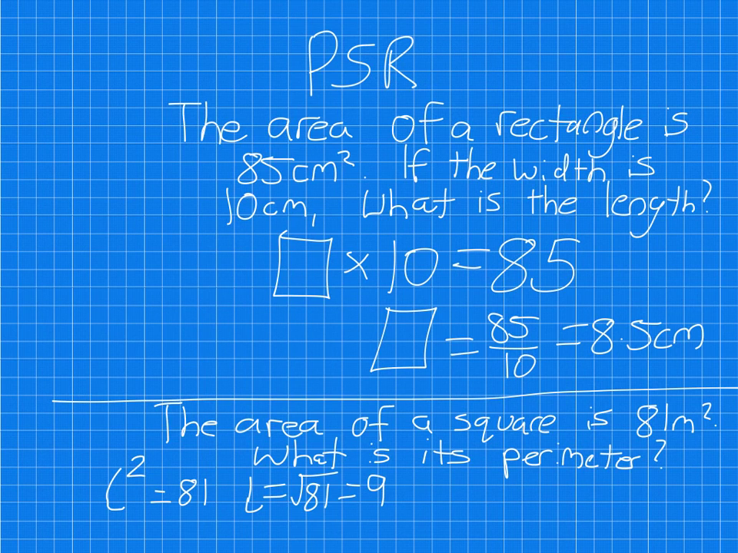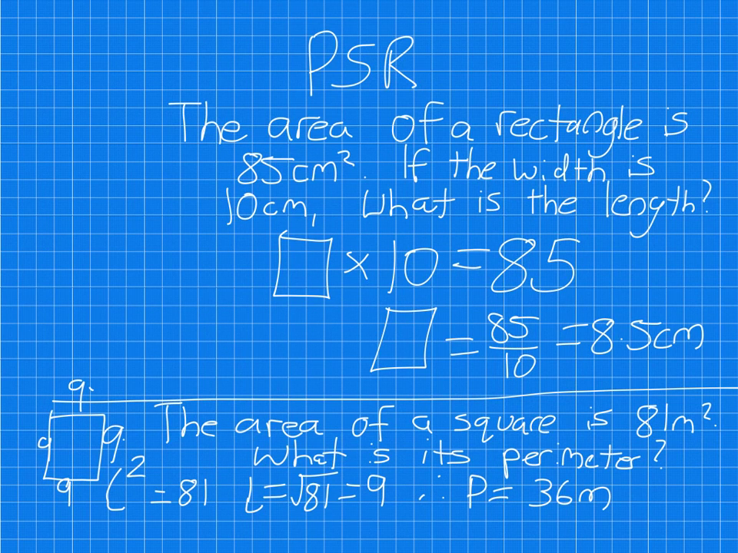So if the area of a square is 81, it will be like this, a square that is 9 times 9, because 9 times 9 equals 81. So therefore, the perimeter would be 9 plus 9 plus 9 plus 9. 4 times 9. So it'll just be 36 meters.